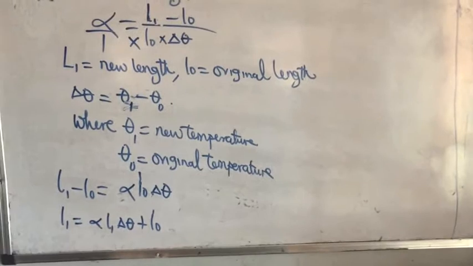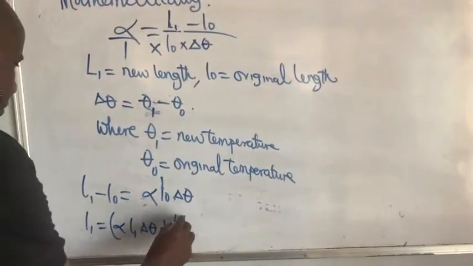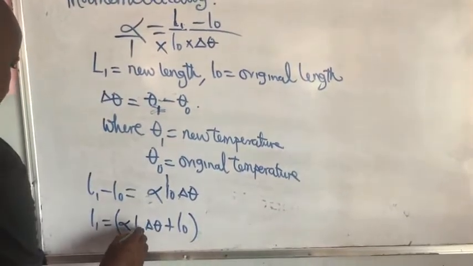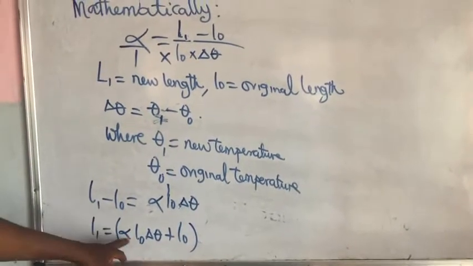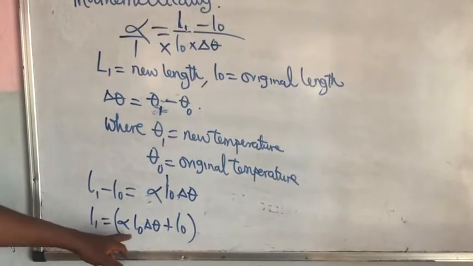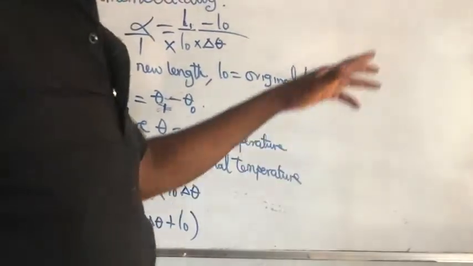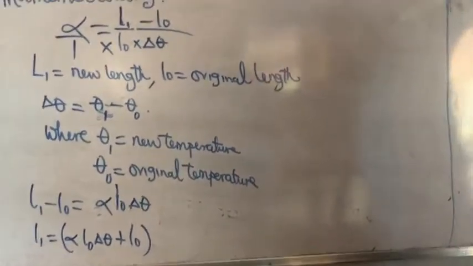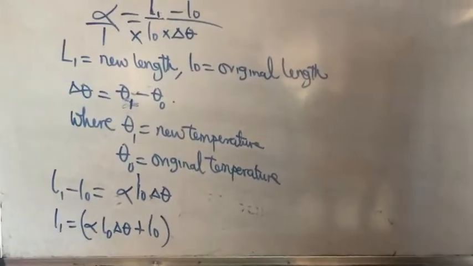So we can collect the like terms of what we have here. What is common here and here? If we check, L0 is common here, L0 is common here. So if it's common, we take it out. So we now have L1, which is the new length, equal to L0, which is common.